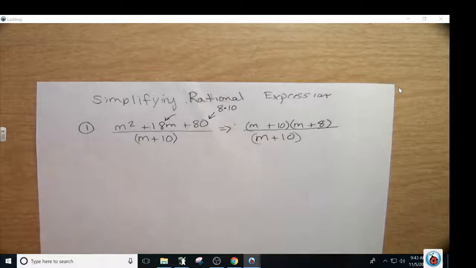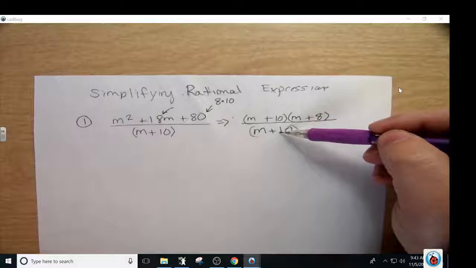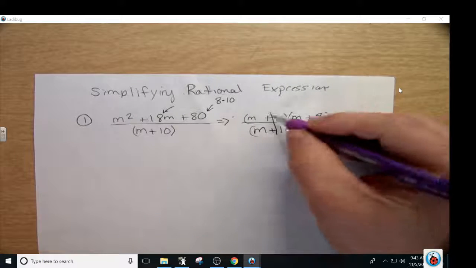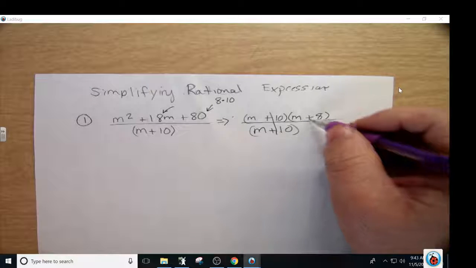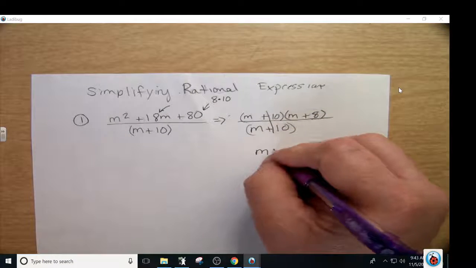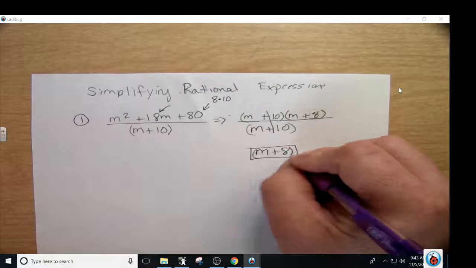All right, now, so what we're doing, we're simplifying. So now, guys, if I have the same thing on top and on bottom, what happens to it? It cancels, right? Now, when those cancel out, that actually becomes 1. 1 times n plus 8. All I have left is an n plus 8. That's your answer. Okay?